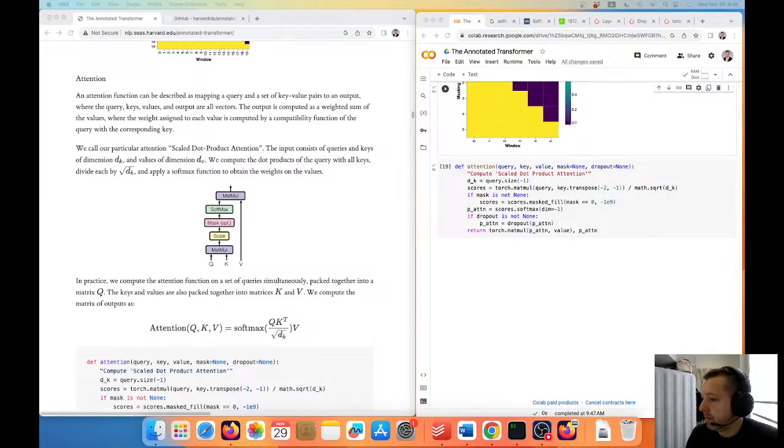Okay, so here we are again, continuing to read and try to understand the Transformers paper.